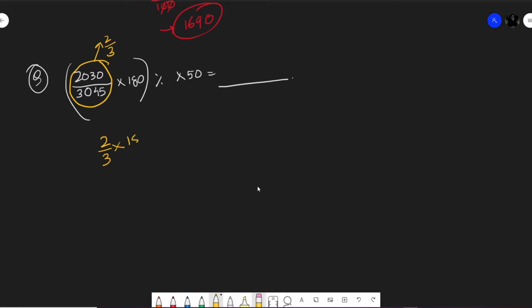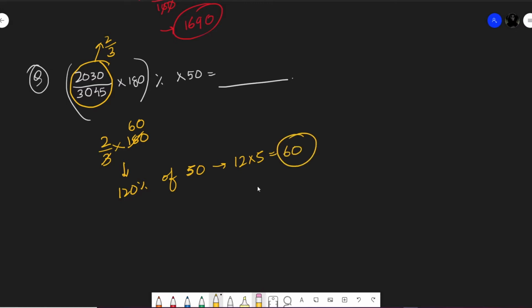Now it becomes pretty easy. Into 180, it becomes 120% of 50. Sorry, 120% of what? 120% of 50. What is 120% of 50? Equals to 60. So 60.